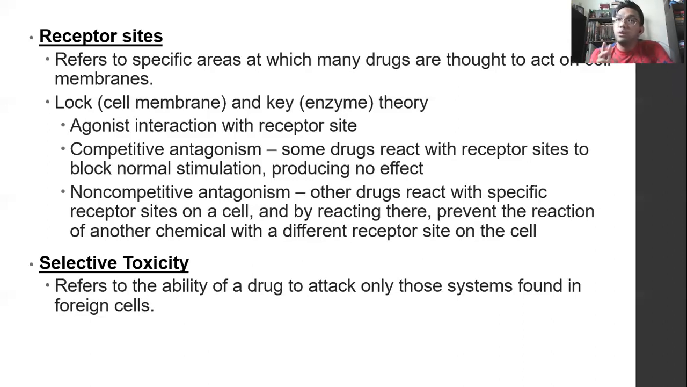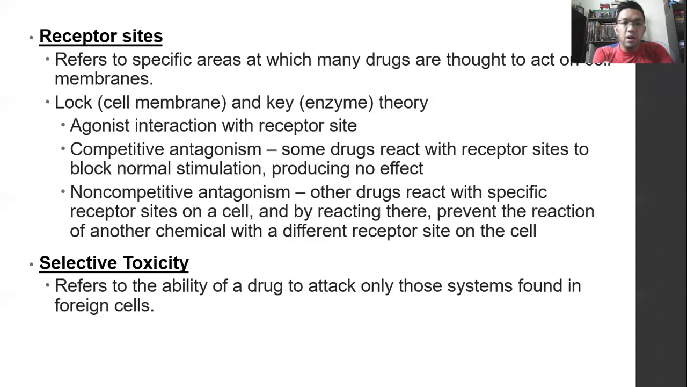So those are the two things that a drug or drugs do with the cell membrane. They can cause an agonistic interaction with our cell membrane or an antagonistic interaction. We'll discuss more of those with drugs that are known to be agonists and antagonists.